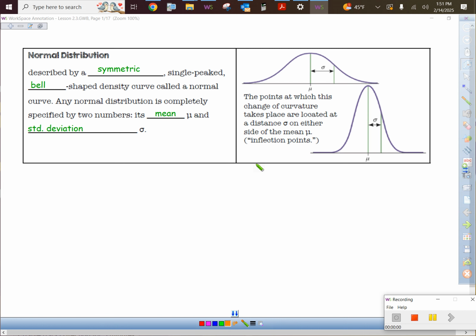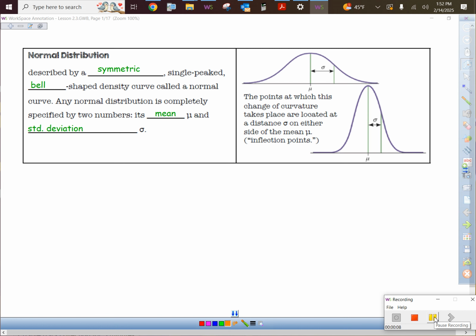This is a kind of short one, and it'll be pretty awesome. We're talking about normal distributions. Normal distributions will be a huge part of this class, so today is our first day on it.